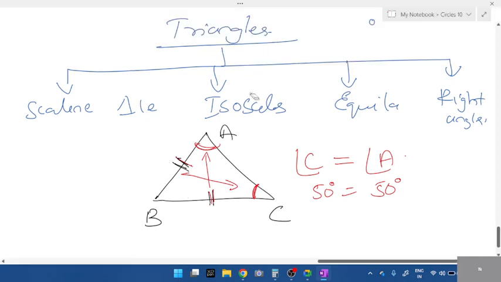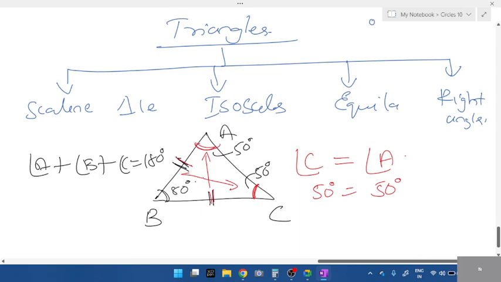How will you find angle B? Can anyone answer? If both are 50, what is angle B, students? Which concept do we use? Sum of interior angles, right? Very good. 180 minus 100, angle B will be 80. So isosceles is the most important concept in the circle chapter. Not only circle, in entire geometry, isosceles and equilateral. For equilateral they don't give much, but for isosceles you get lots of questions.